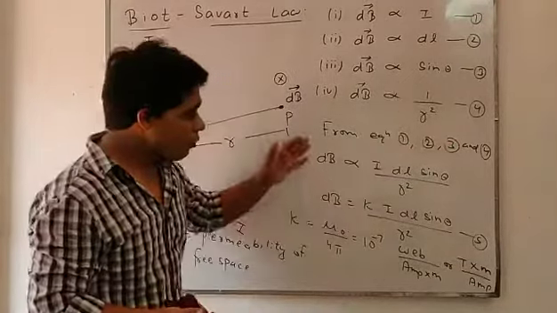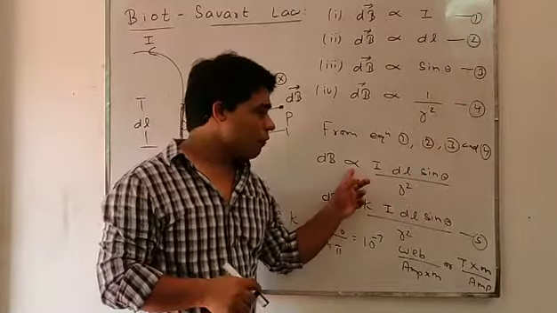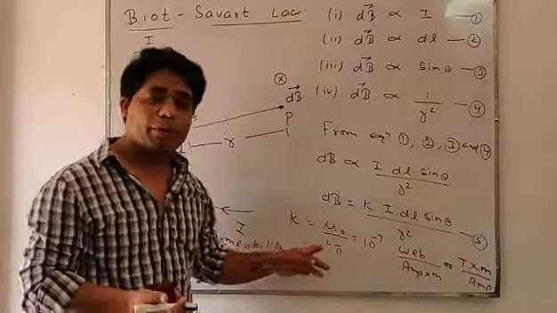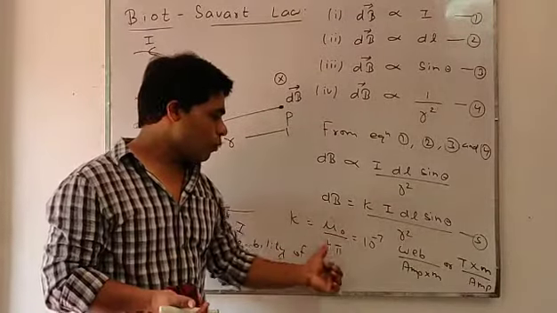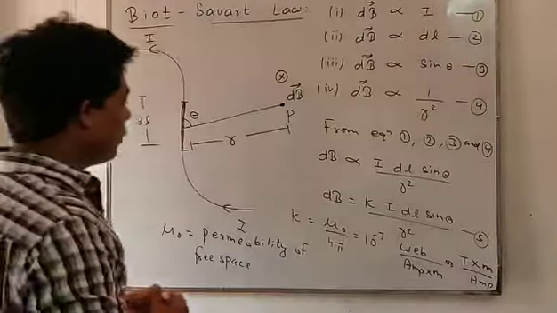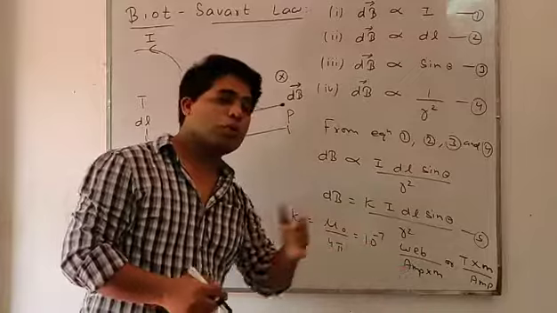When we combine, we get dB proportional to I dl sin theta by r square. Whenever we remove the proportional sign, we always use equal and a constant. K is a constant. Remember the value that we'll use in numericals: 4 pi into 10 to the power minus 7. K equals mu naught upon 4 pi, that is 10 to the power minus 7 Weber per ampere into meter.